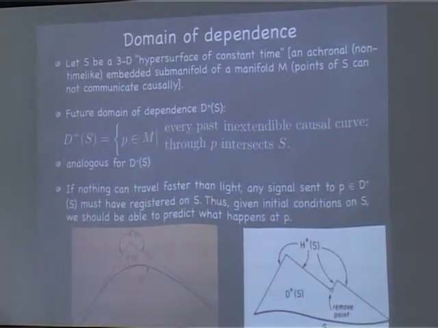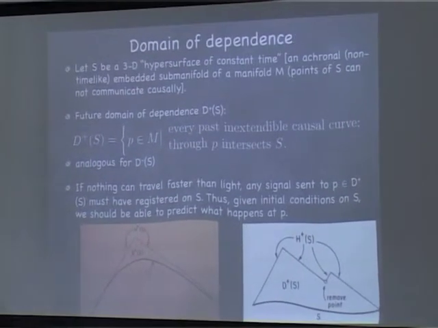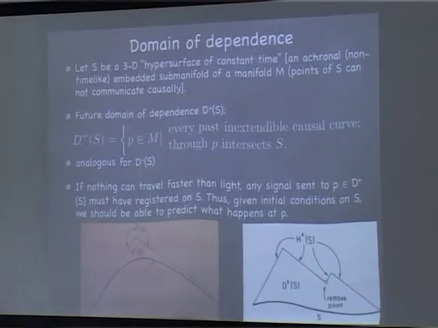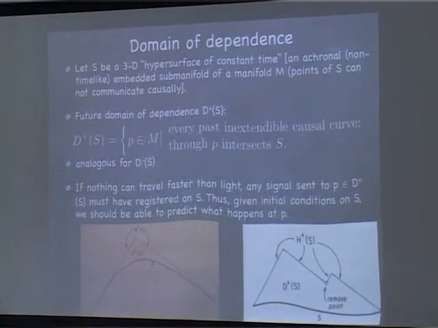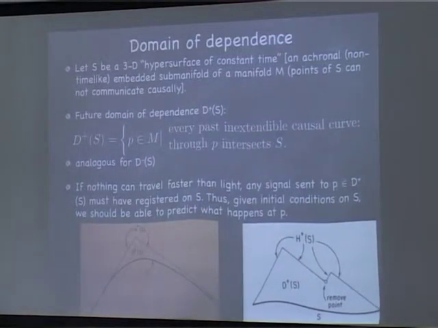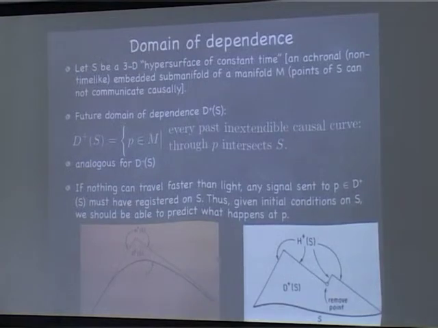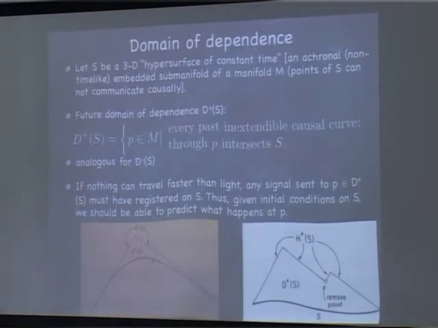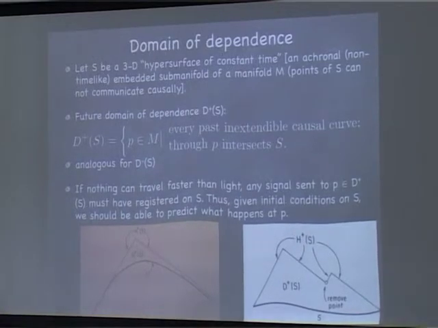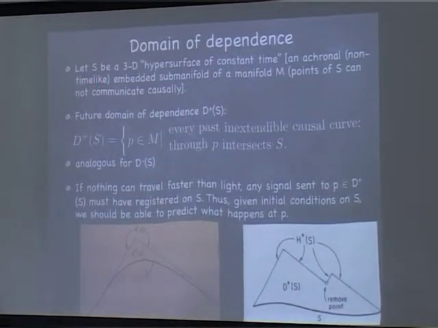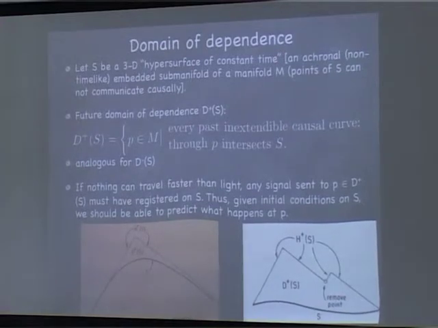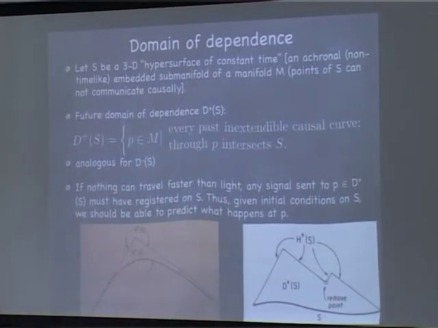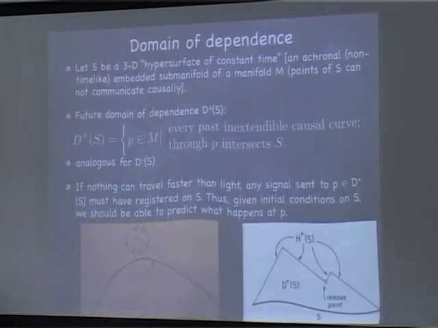Let's introduce another concept which is related to this predictability, which is the domain of dependence, which again, I think many of you may be familiar with. And so the domain of dependence is the region in the manifold which you can predict from a certain initial hypersurface, from a certain time slice. So let's fix some spatial surface S. So let's think of S as a three-dimensional hypersurface of constant time. So this kind of object here, okay? Let's call this S.